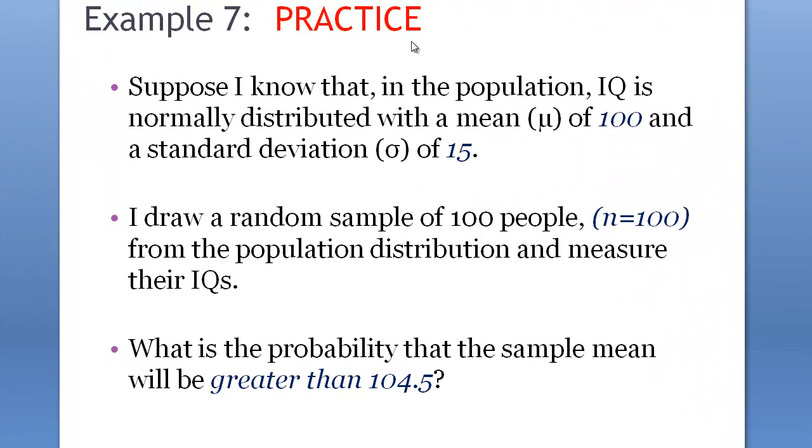Let's continue to look at the examples, practice quiz, example problems. Suppose I know that in a population IQ is normally distributed with a mean mu of 100 and a standard deviation of 15. I draw a random sample of 100 people from the population distribution and measure their IQs. What's the probability that the sample mean will be greater than 104.5?